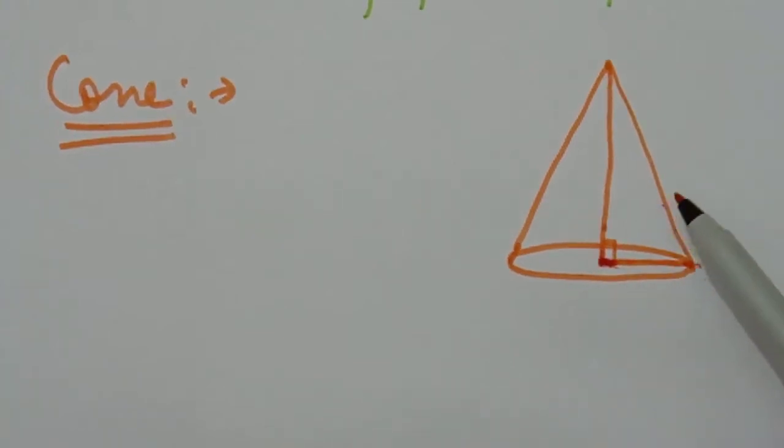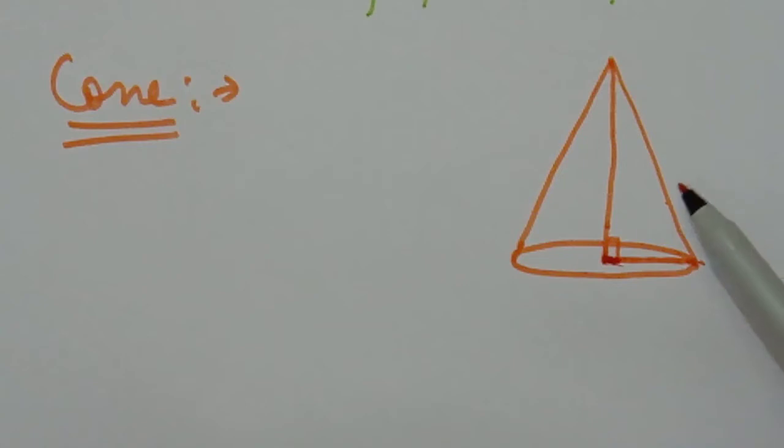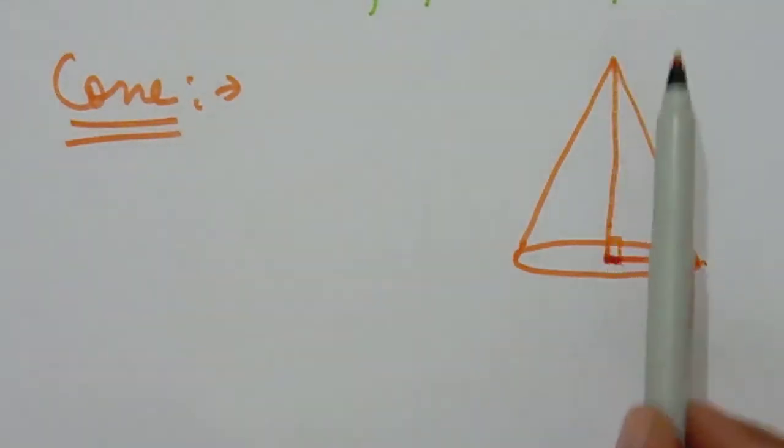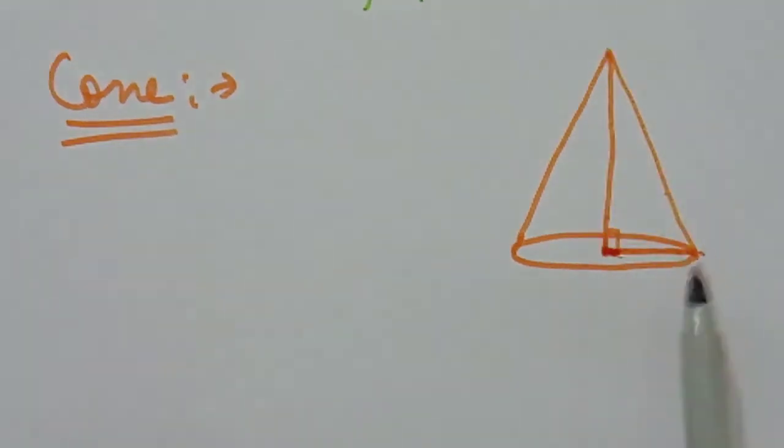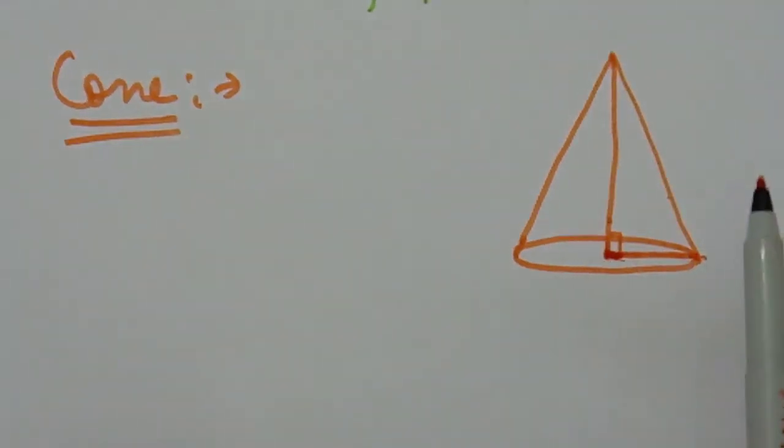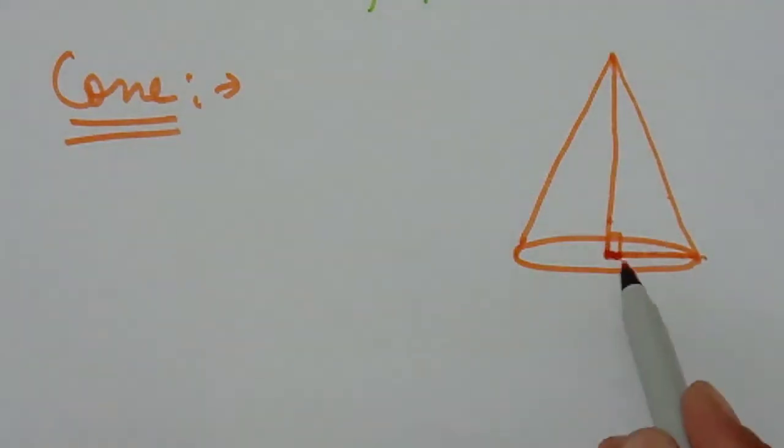So what is a right circular cone? A right circular cone is a solid generated by revolving a line segment which passes through a fixed point and which makes a constant angle with a fixed line, because we know that this line is making a constant angle, which is 90 degrees, with this fixed line and with the center of the circle. A right circular cone is a solid generated by revolving a line segment which passes through a fixed point and which makes a constant angle with a fixed line.